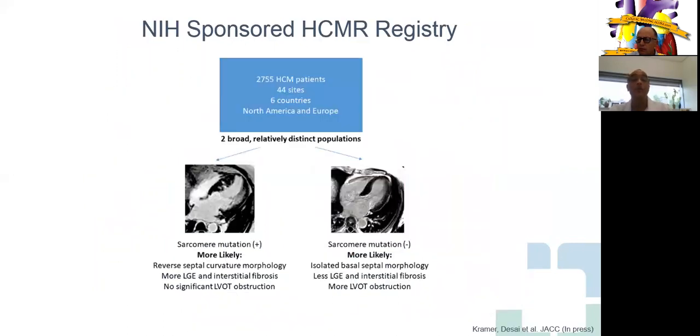So that brings me to this NIH-sponsored HCMR registry, where we have recruited almost 2,800 patients across North America and Europe. We are starting to see important information coming out of this, and more prognostic data is going to emerge in the next 3 to 5 years. So look out for this trial.